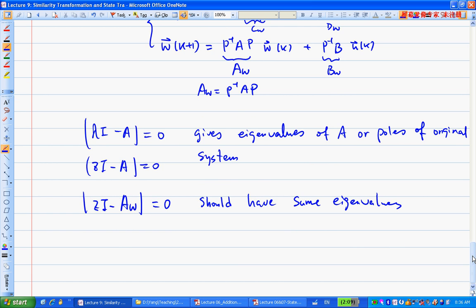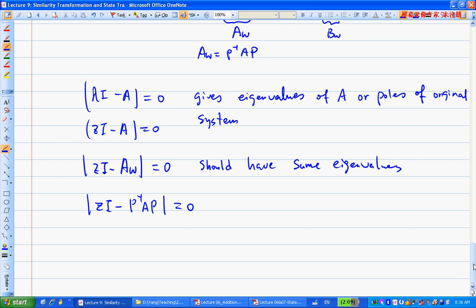Okay, so let's see if that makes sense or not, right? Let's do this. What's AW? AW is P inverse A P. This is zI minus AW. Now we make a little modification here, a little linear algebra modification. Modification meaning we don't change anything, it's basically an equivalent operation.